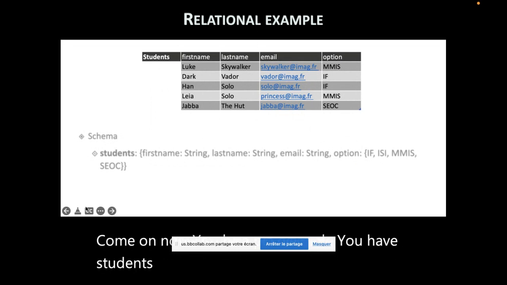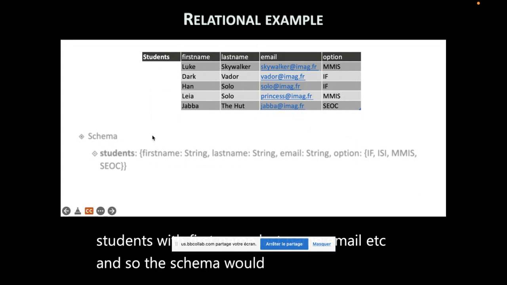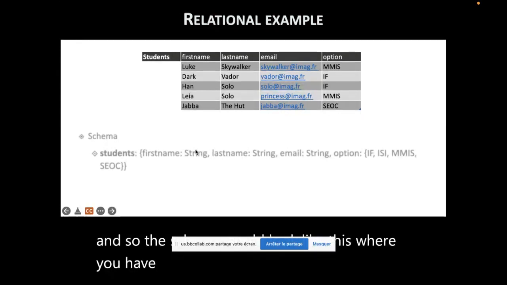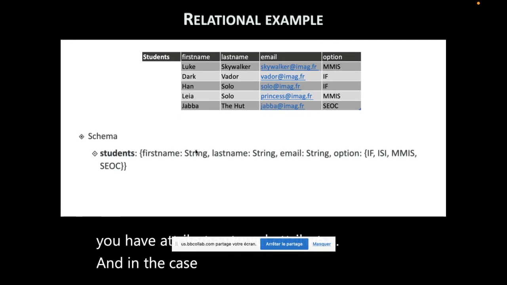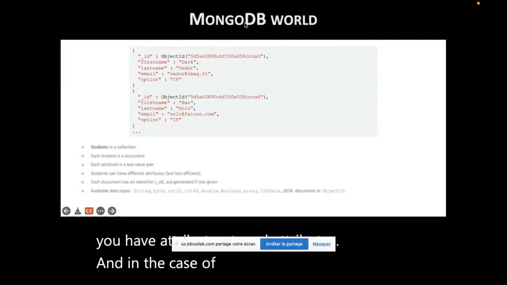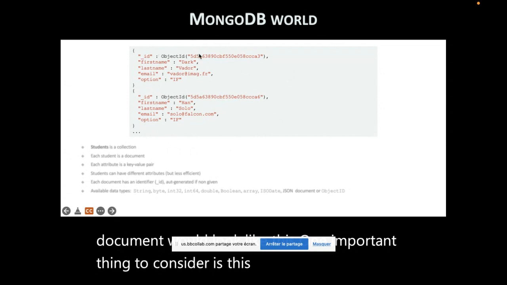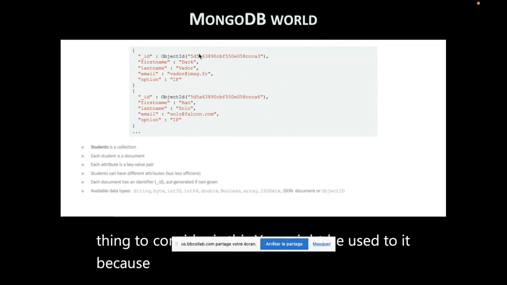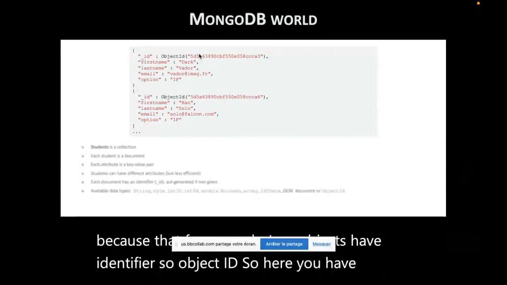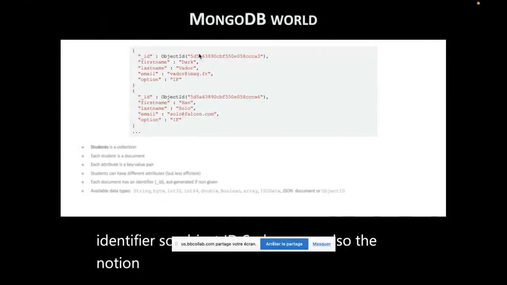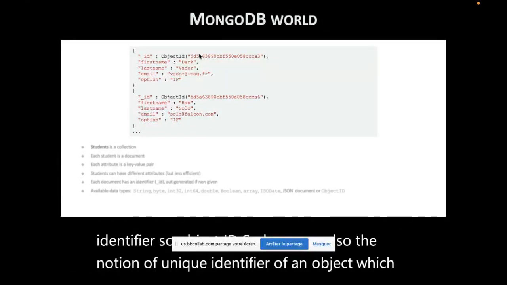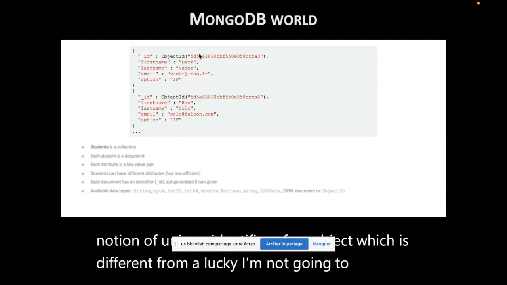Now you have an example. You have students with first name, last name, email, etc. And so the schema would look like this, where you have typed attributes. And in the case of Mongo, a JSON document would look like this. One important thing to consider is this. You might be used to it because you know that, for example, Java objects have identifiers, so object ID. So here you also have the notion of a unique identifier of an object, which is different from a key. I'm not going to discuss this with you now.